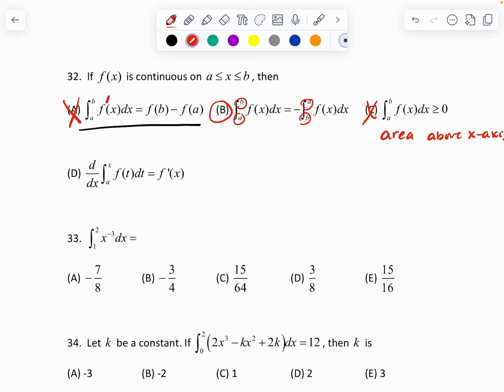Okay, and then this right here, d dx, the integral from a to x. You guys, what does this equal? Remember, this is the second fundamental theorem. The x drops in. This should be f of x, not f prime of x. So the answer there should be B.